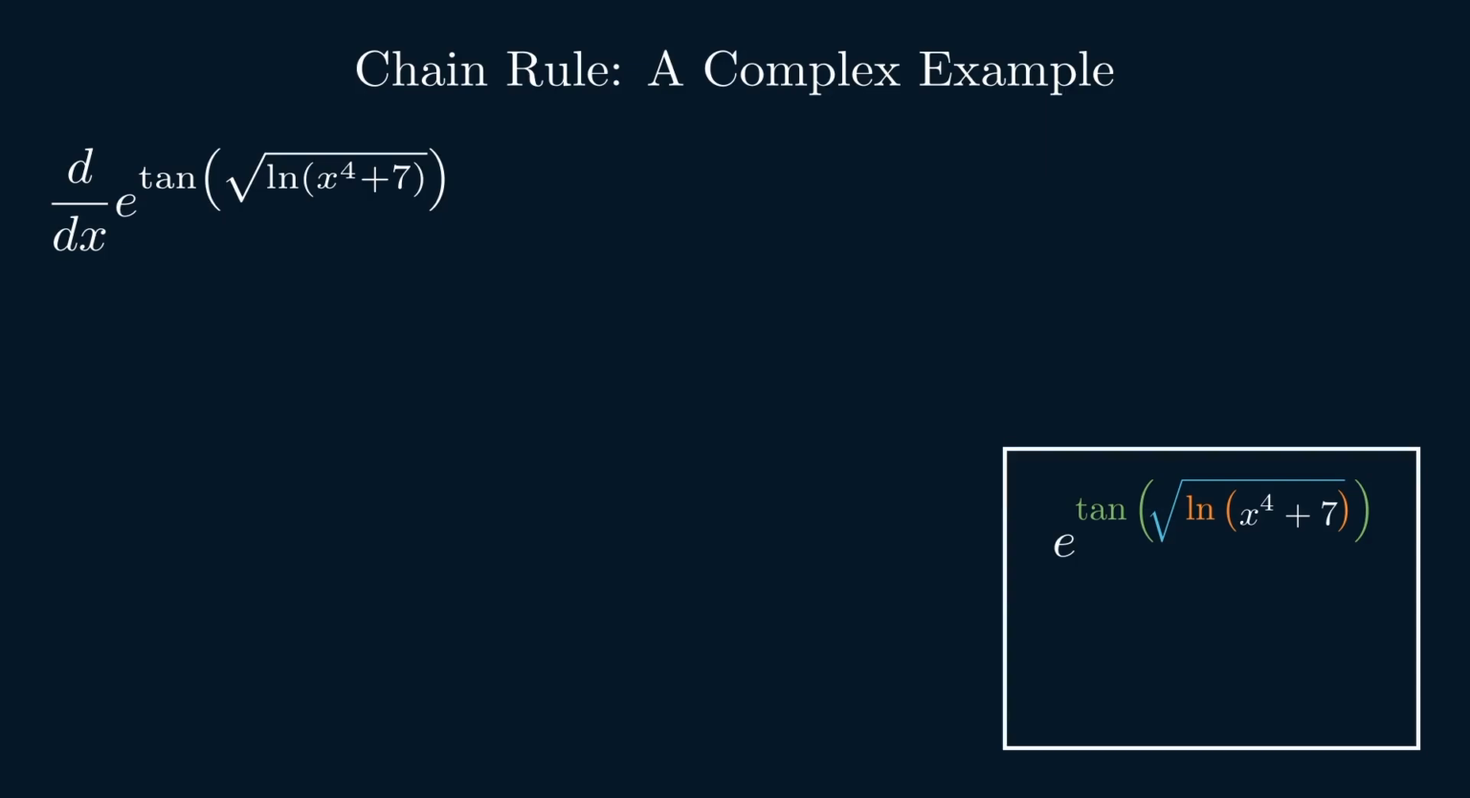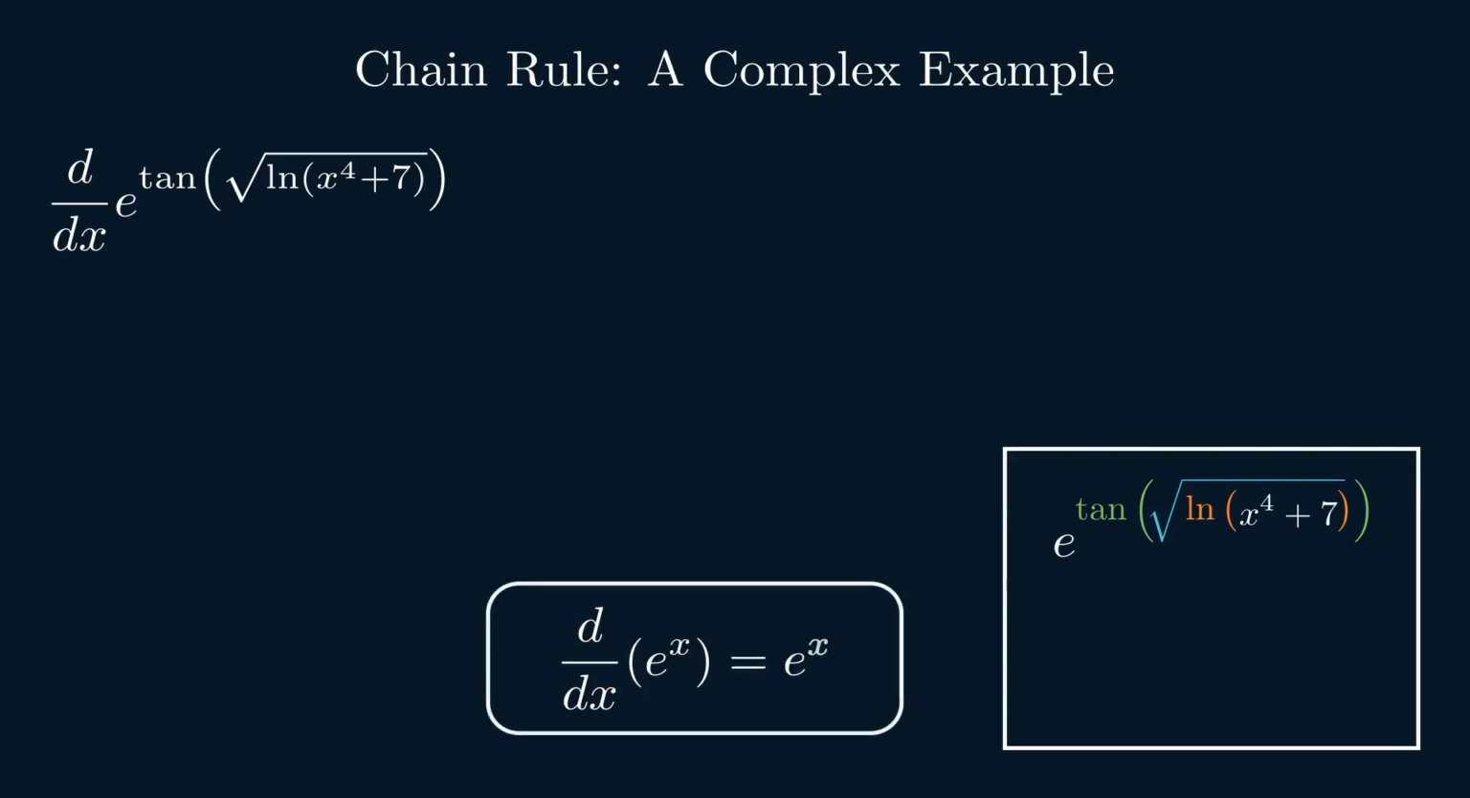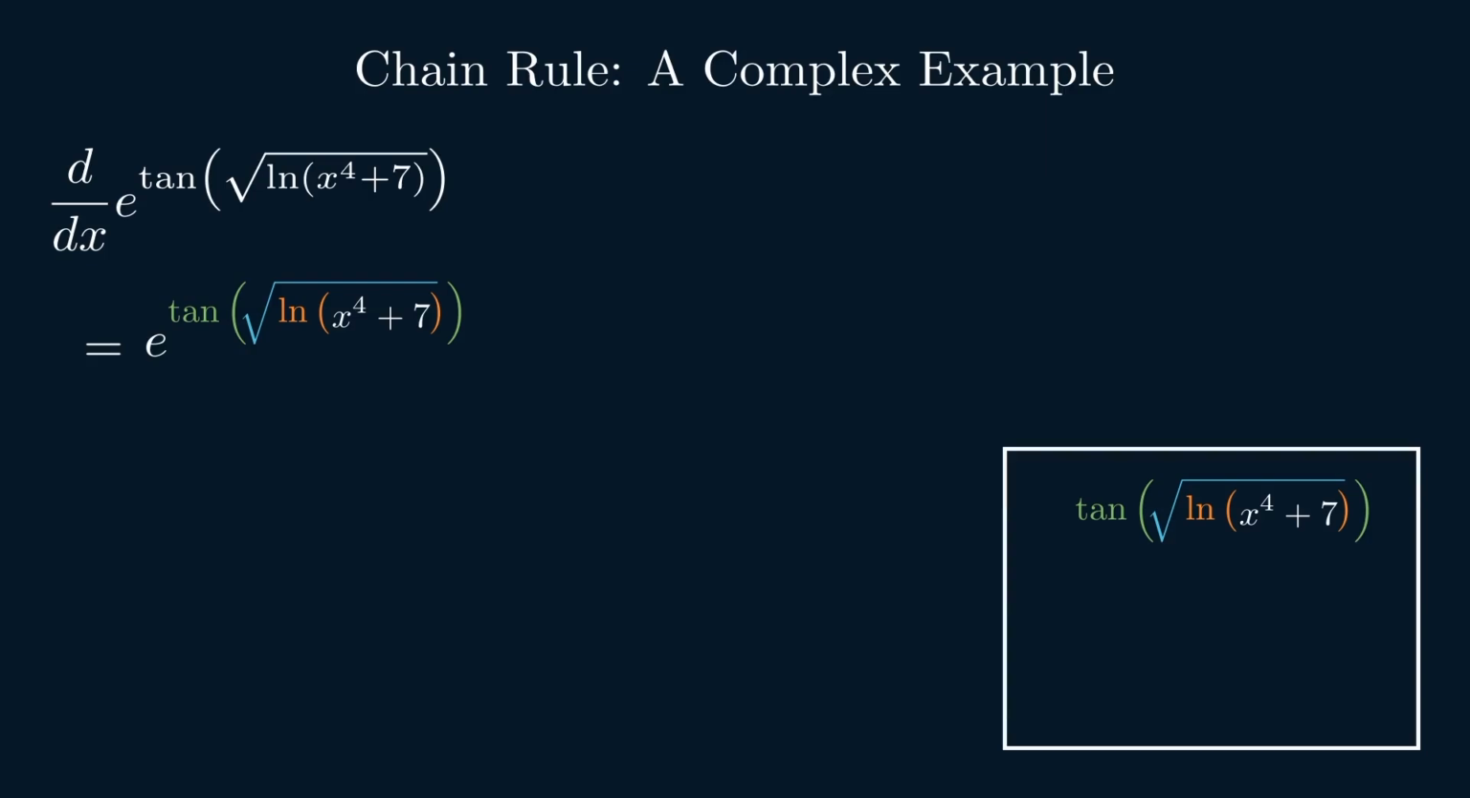The outermost function in this composition is the exponential function, which is differentiated first. The derivative of e to the x is e to the x. However, we need to evaluate it at the corresponding input. This becomes the first factor in the derivative of the composite function. We are done with the derivative of the exponential function.